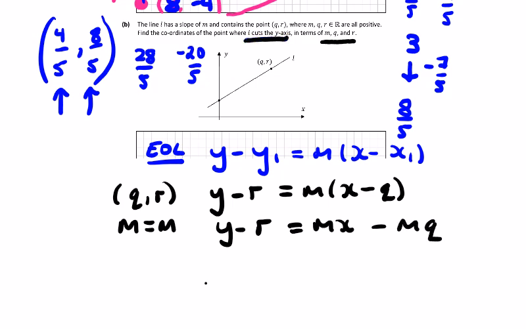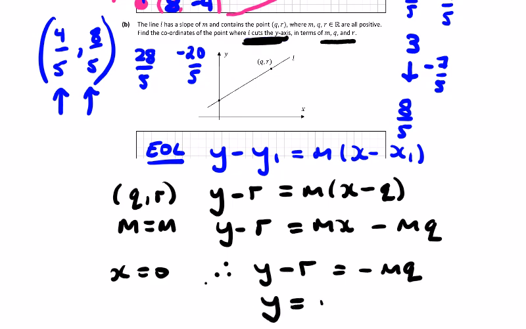And if it cuts the y-axis, it means that x is equal to 0. Therefore, we get y minus r is equal to minus mq. If I bring minus r across, it becomes plus r, and the minus mq stays there. So y is equal to r minus mq. So we have it in terms of m, q and r, so this is fully correct.